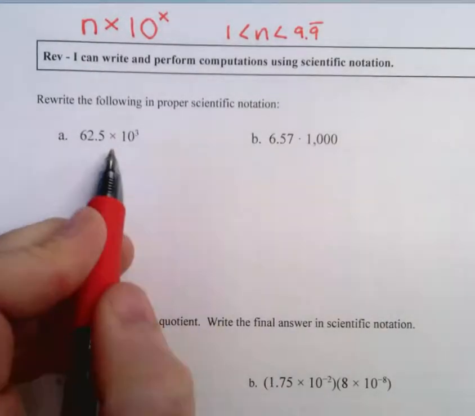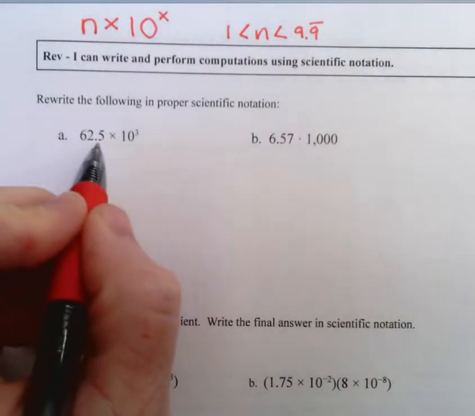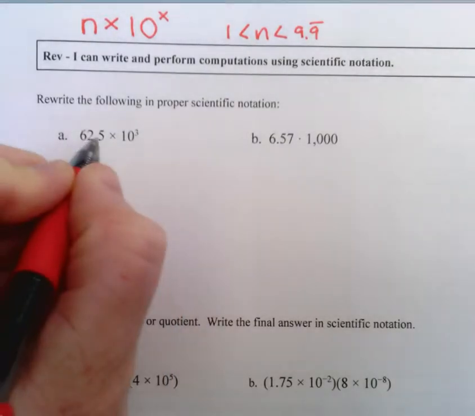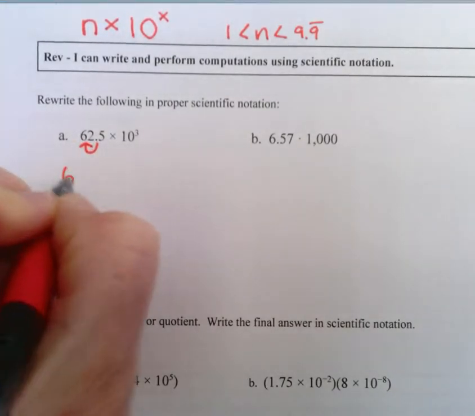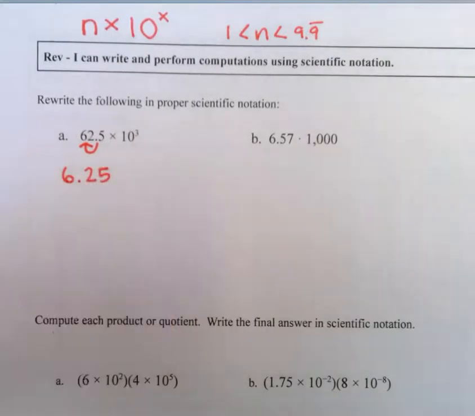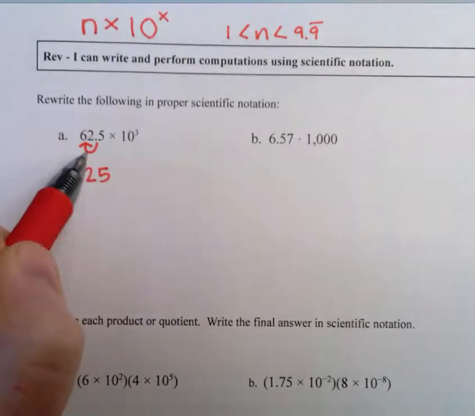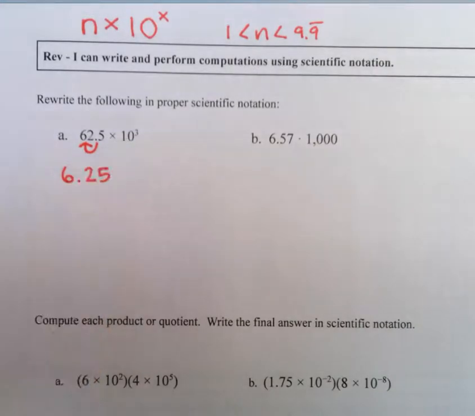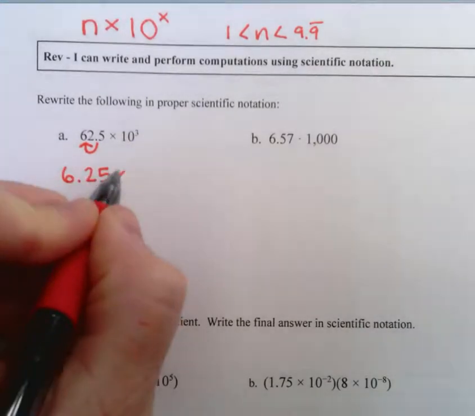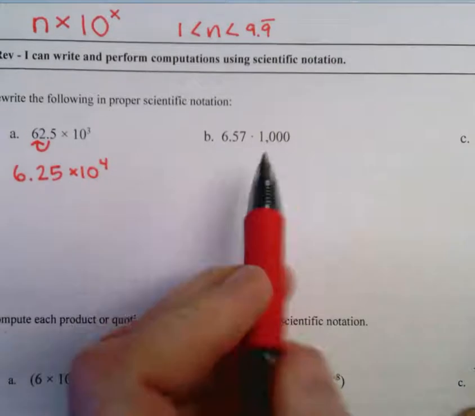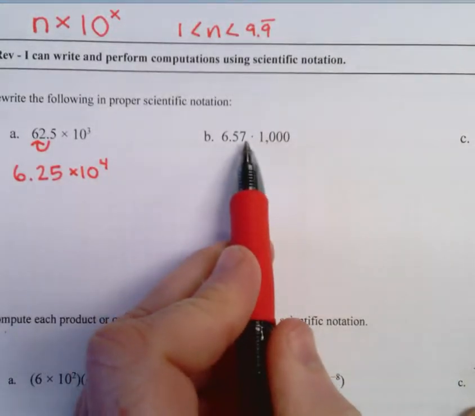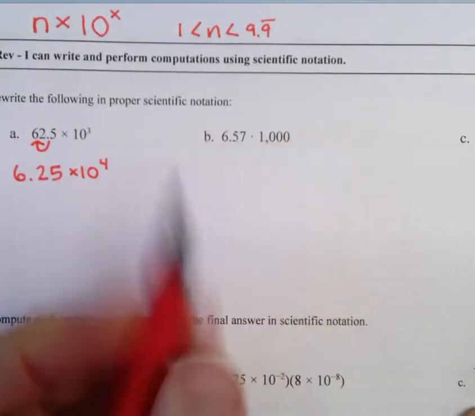This is not in proper scientific notation because this number is not between 1 and 9.99999. So I need to make this smaller by a power of 10. If I make this smaller by a power of 10, it becomes 6.25. If we make this smaller by a power of 10, we need to make this bigger by a power of 10 to maintain its value. So this becomes 10 to the fourth. Okay, this is written as a number between 1 and 9.99, so we'll leave it.